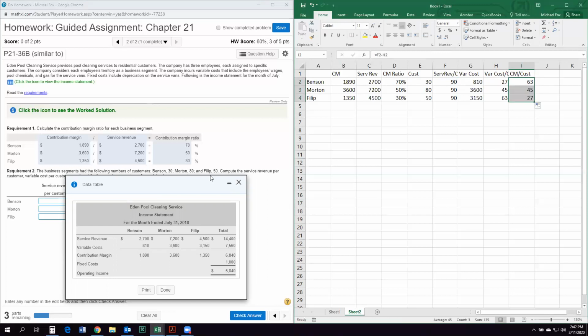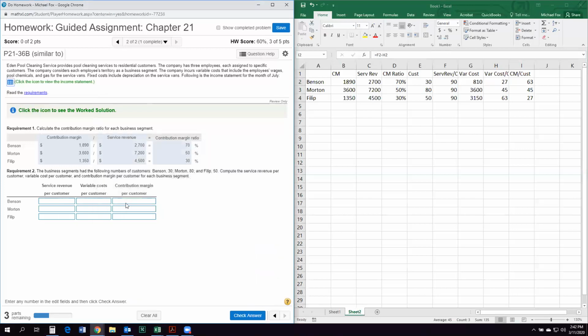All right, so there's all the data we need to fill in the answer here. Benson's service revenue per customer was 90. Variable cost per customer is 27. Contribution margin 63. Morton, 90 revenue per customer, 45 variable cost per customer, and 45 contribution margin per customer. And then Philippe, 90 in revenue, 63 in variable costs, 27.